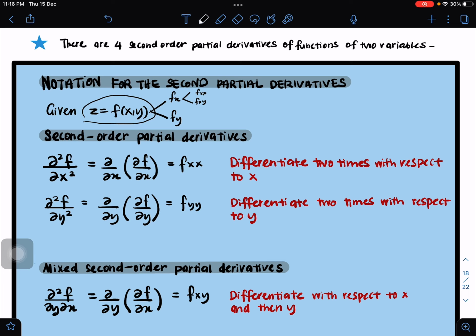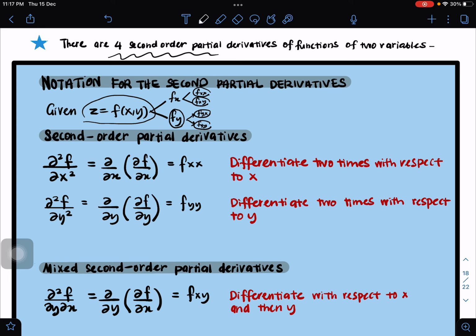The same goes for fy. The first time you differentiate it with respect to y, and then for the second differentiation you can do it with respect to x. What will you get? fyx. If you differentiate the second time also with respect to y, what you will get is fyy. That's why you have 4 second order derivatives: either fxx, fxy, fyx, or fyy. It can be any one of these.